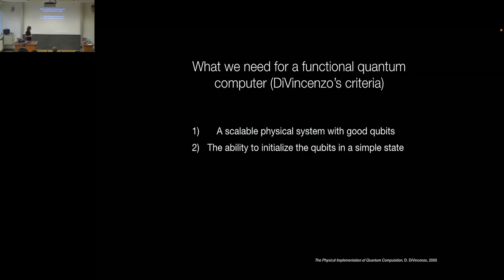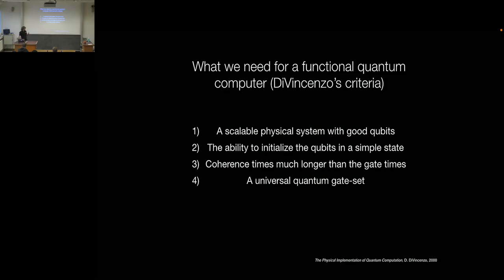And then I also need to prepare them in a state where I know where they are, so that they're not somewhere, but they're actually in a defined state. We call this a fiducial state. I need this state, or the two states they can live in, to live for long times. This is what Ilya said he was trying to do with quantum error correction. The information needs to live for long inside the qubit.